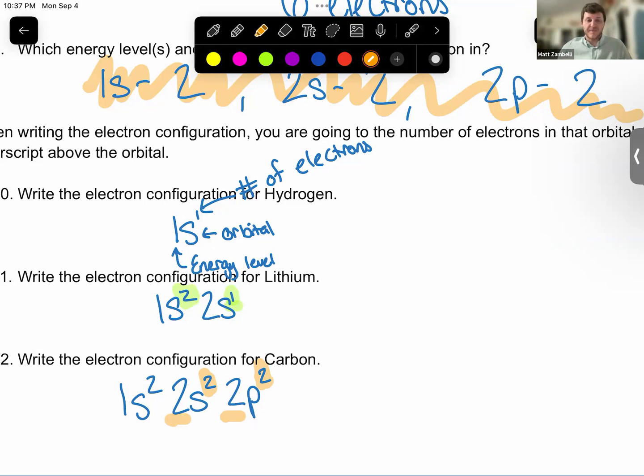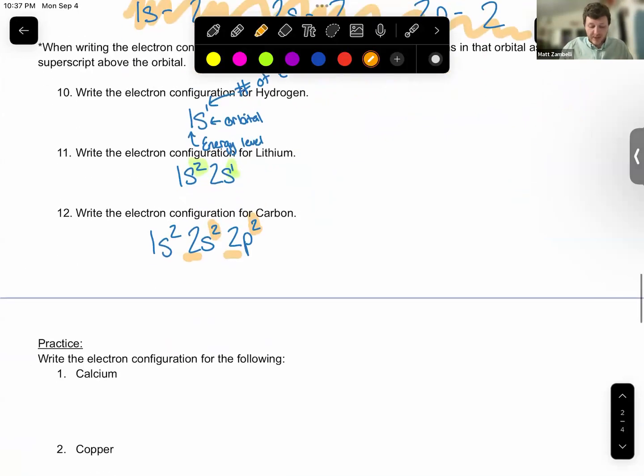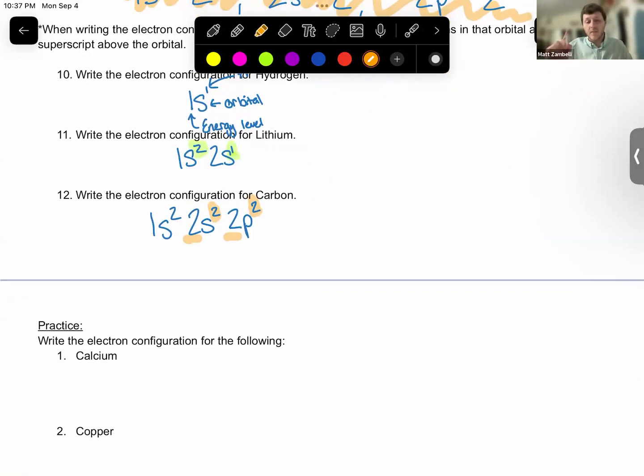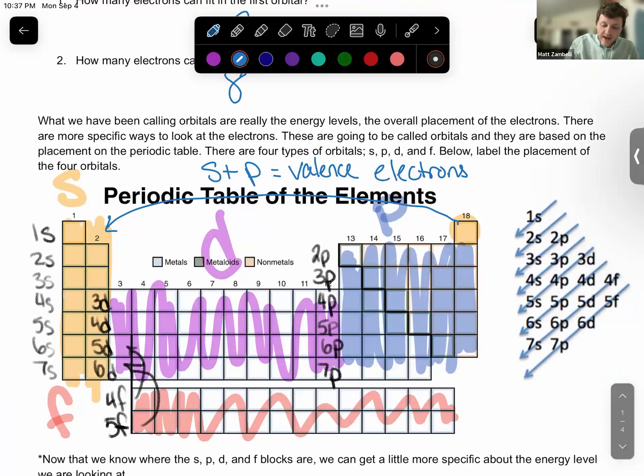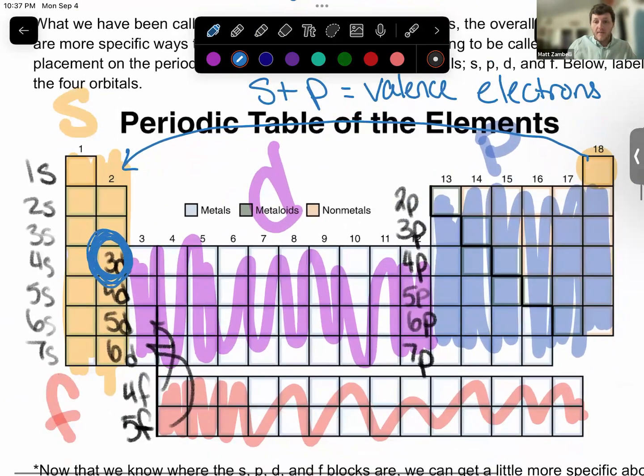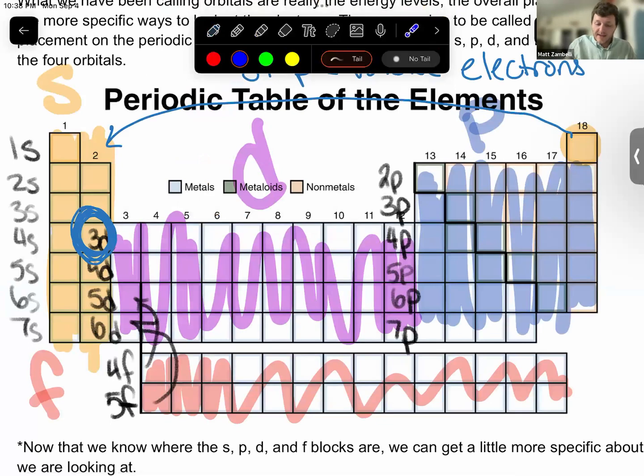All right. And so now that we've seen what we're supposed to be doing, let's go through one more together just to make sure we're on the same page with everything. So calcium. Calcium is number 20 on the periodic table. So we got to look at calcium. And so if we find calcium on our periodic table, it's right here. So again, we need to make sure we go through all of our elements until we get to calcium.